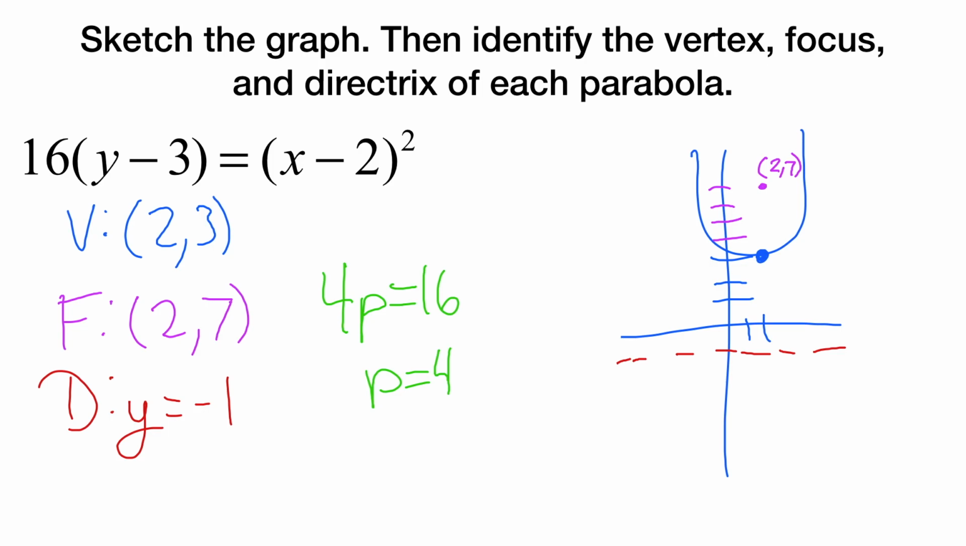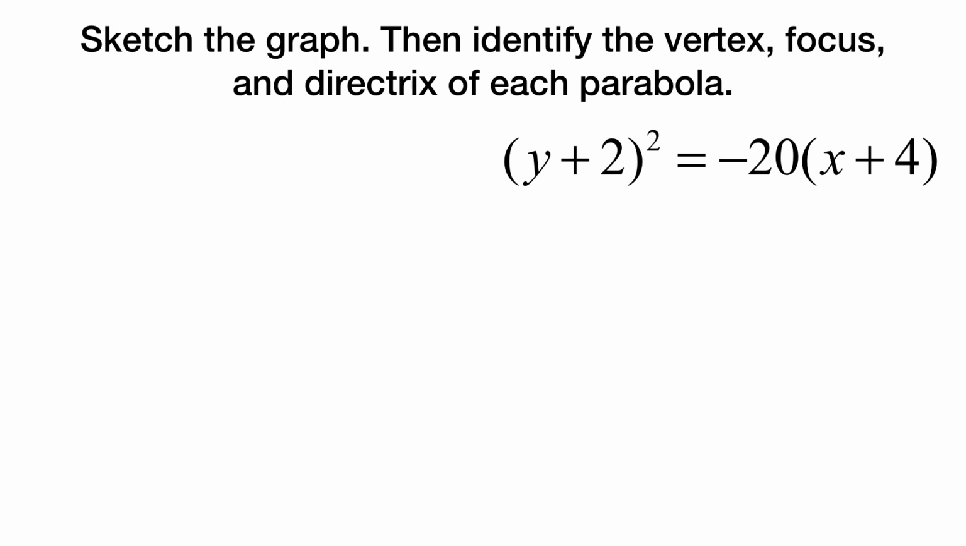Now let's try one more. Okay, so this time, notice y is the one squared, meaning it's going to be moving left or right instead. So first thing we need to do is figure out our vertex. Our vertex is going to be x plus 4, so negative 4, and y plus 2, so negative 2.